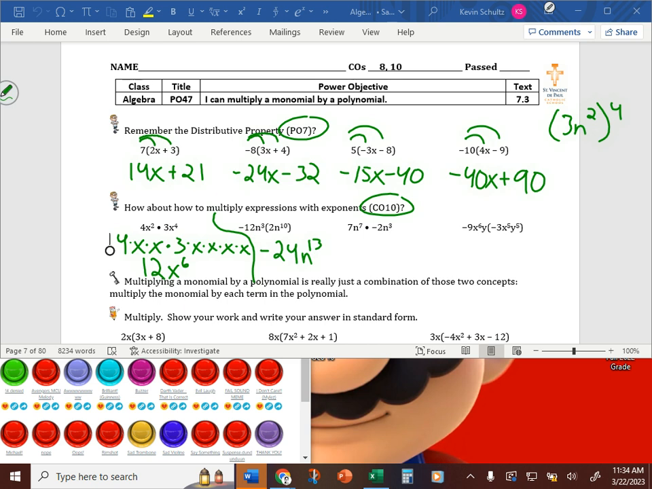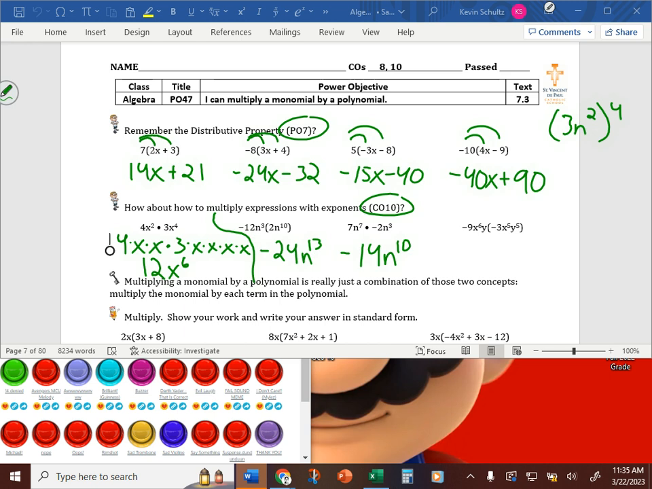Next one, who's got it? 7n to the 7th times negative 2n cubed. Negative 14n to the 10th. 7 times negative 2 is negative 14, n to the 7th times n cubed, powers are added, n to the 10th.